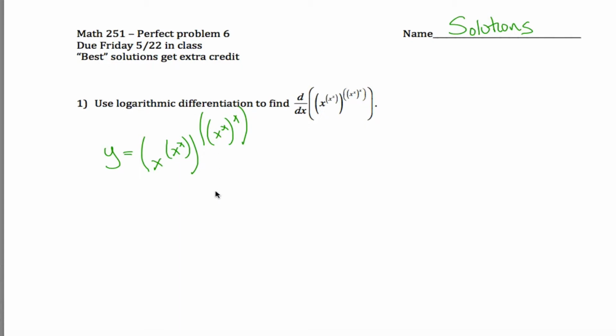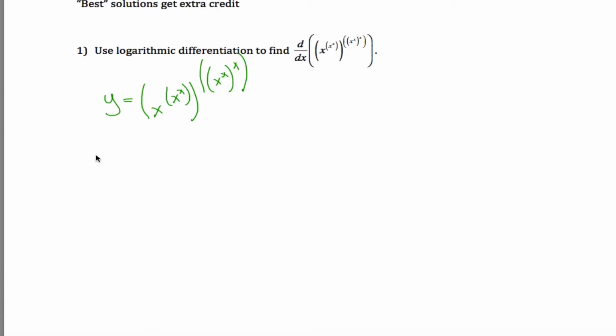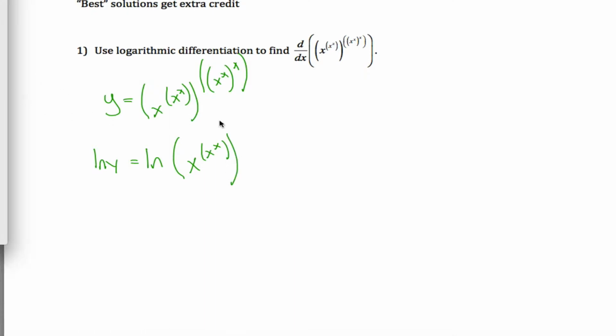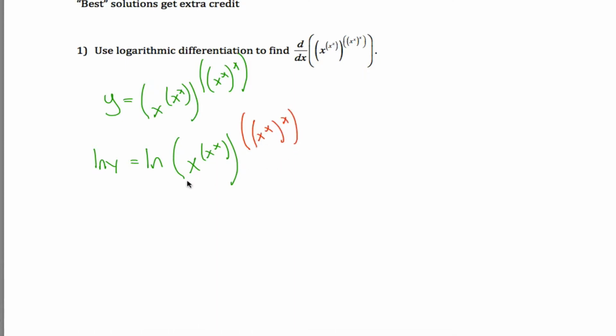Hence logarithmic differentiation. If y equals this whole mess, then the natural log of y must be equal to the natural log of this mess. x raised up to the x power, raised up to the x power, raised up to the x. Maybe color coding would help a little bit here. Note that what I now have is the natural log of something in green raised up to some other exponent in red.